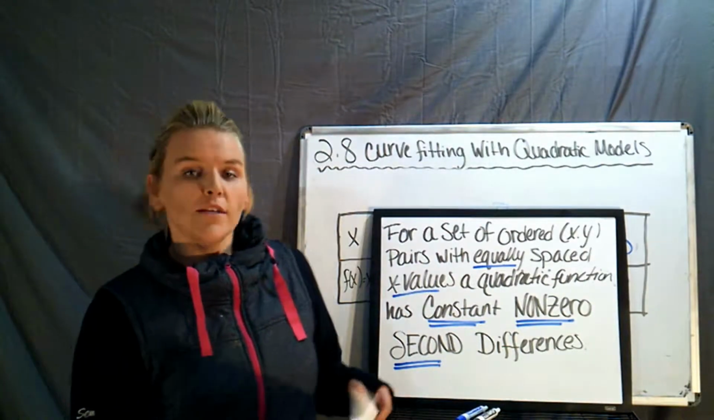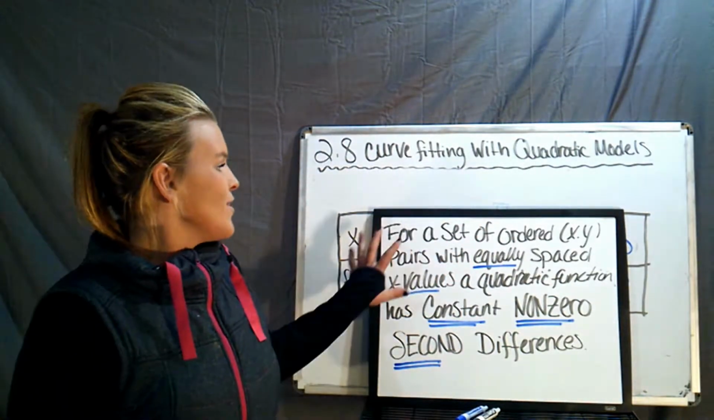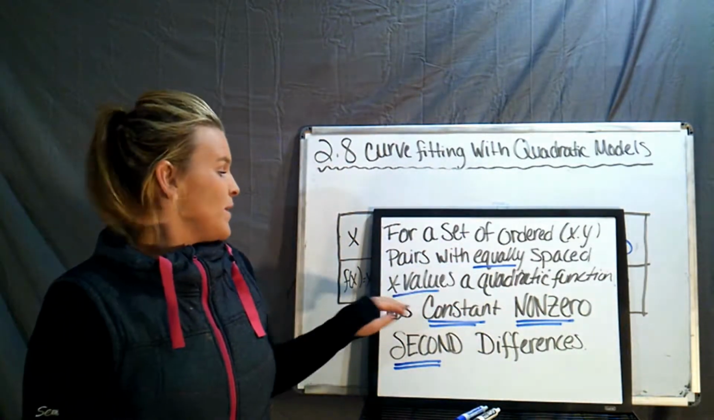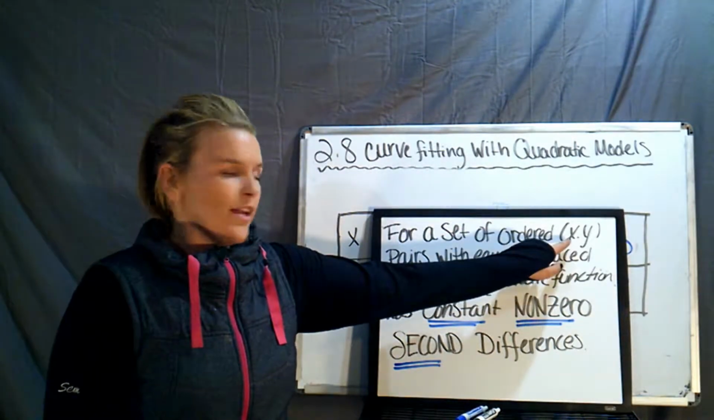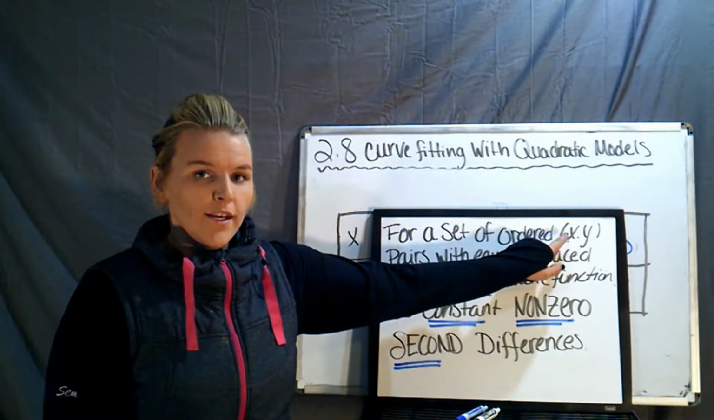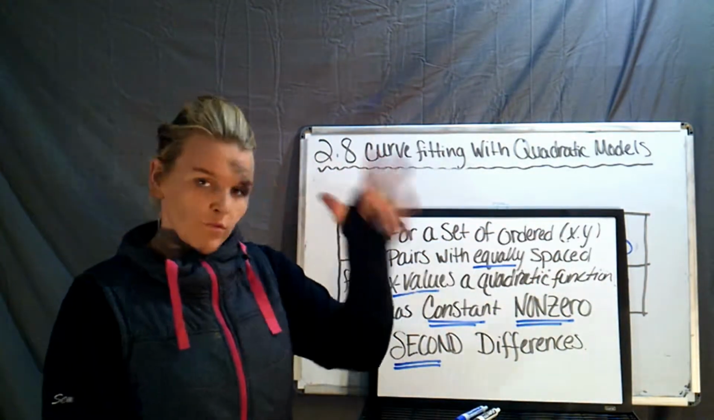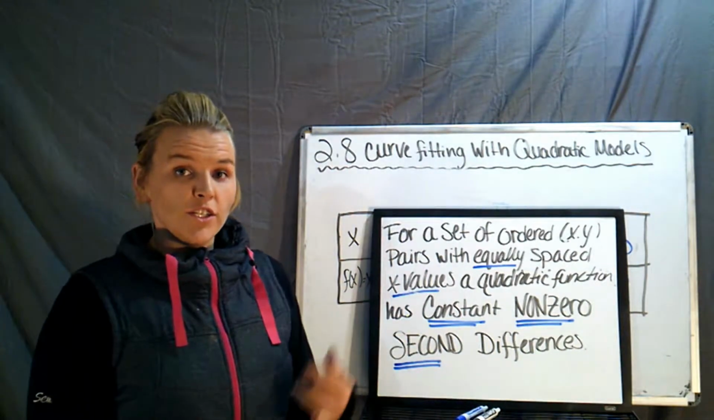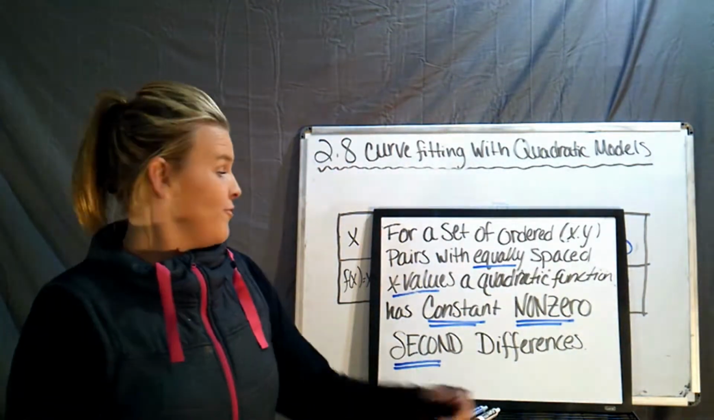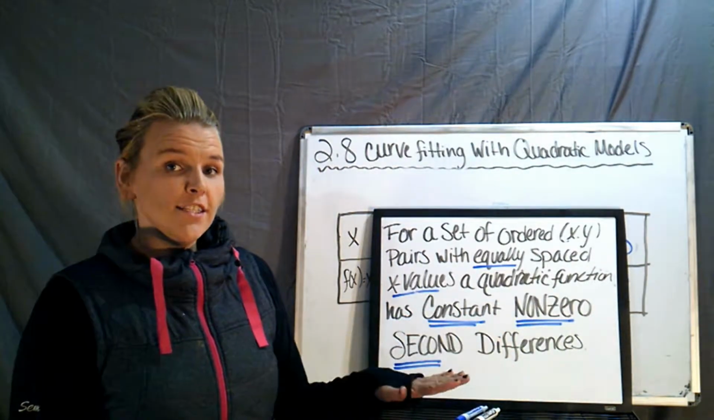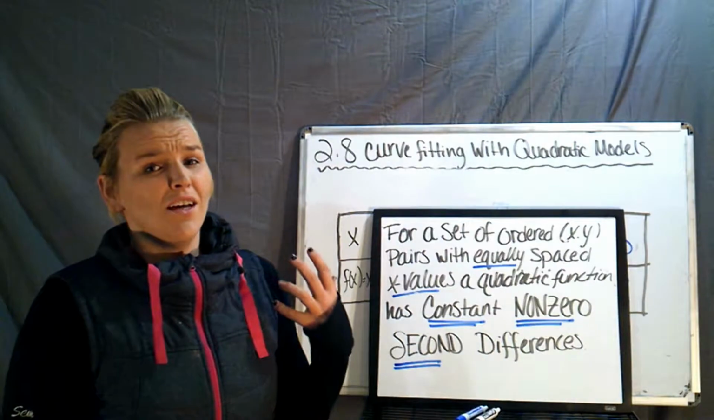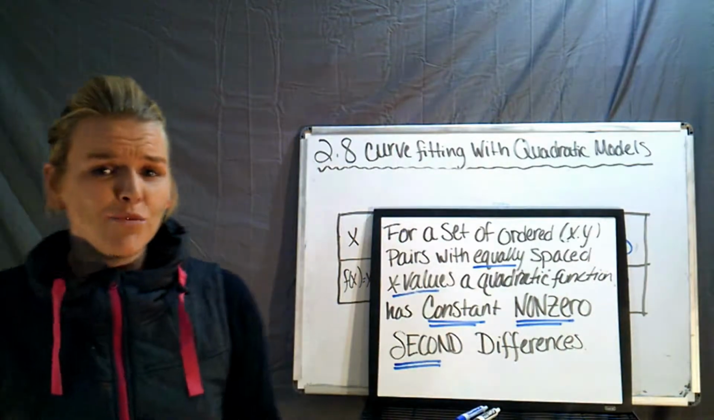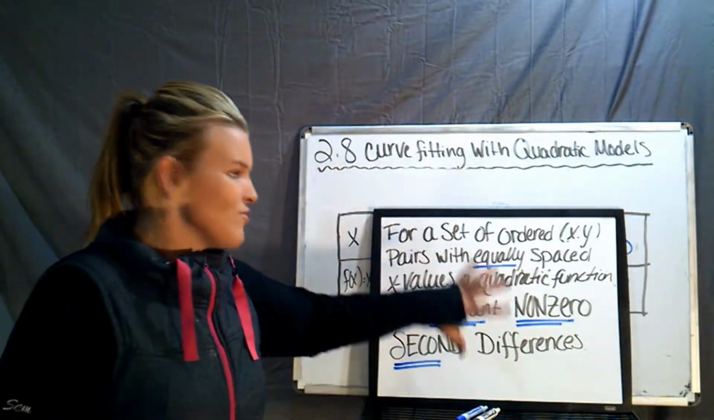So first, the top of your notes, we talk about this. For a set of ordered xy pairs with equally spaced x values, so that every x coordinate in your data set is equally spaced, we'll model this in a minute, a quadratic function can be a quadratic function if it has constant, non-zero, second differences. You probably don't know what that means, but I'm going to show you. It'll be okay.